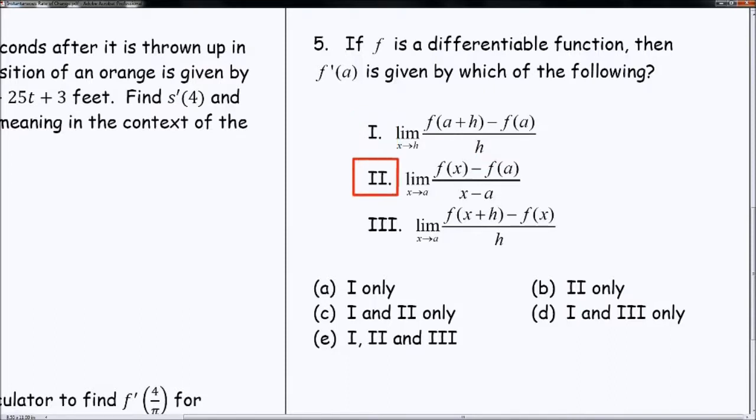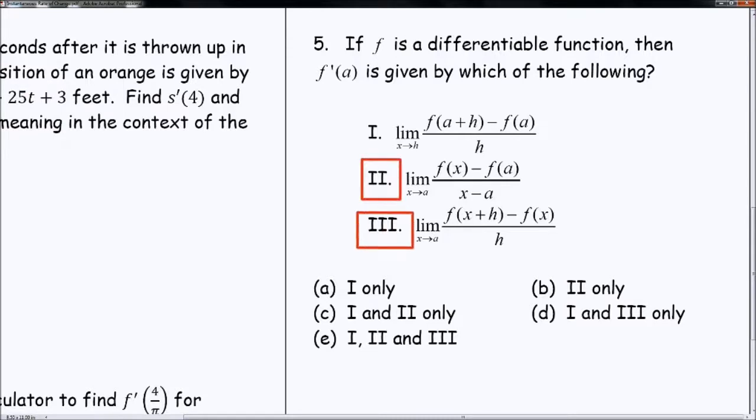Roman numeral number 2, as x approaches a, if I plug in a for x in the denominator, I get that nice 0. Same is true if I plug in a for f of x on the top and subtract it from f of a, I'm going to get 0 over 0. So for sure, Roman numeral 2 is what I want because that gives me that 0 over 0 indeterminate form that we've been working with. So we for sure want number 2.